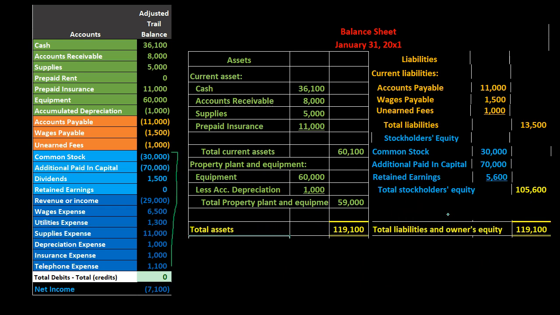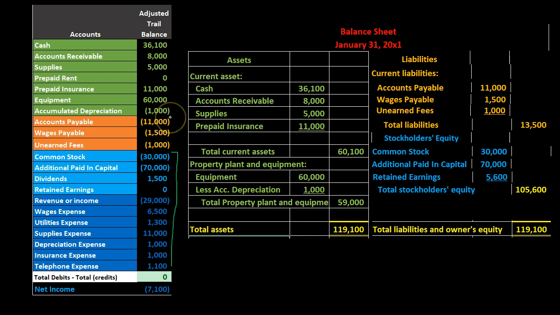Now we're left with the bottom line, which is total liabilities and owner's equity. We should have stockholders' equity, but total liabilities and equity is going to be the bottom line number. That's going to be only the outer columns, 13,500 plus 105,600, to bring us to the 119,100. So we can see how that all fits in over here. We can see, okay, so we had assets are going to be here. That's going to add up to the total assets, 119,100.